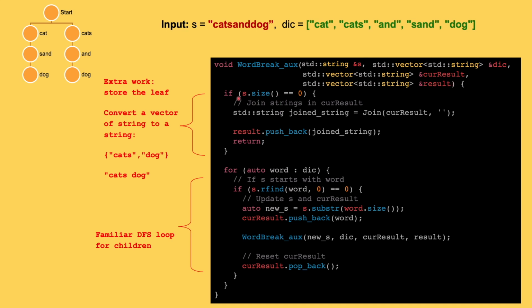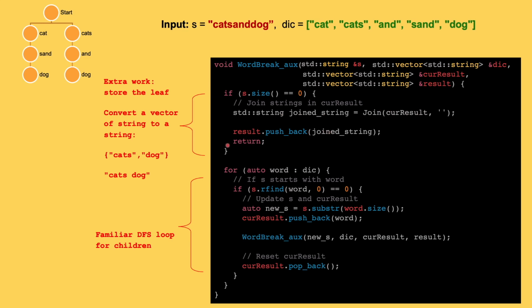If we are at a leaf, that means if the size of the string is 0, if this is an empty string, all we have to do is convert the current result by joining all the strings inside this vector and create a string, which we then push into our final result, and then we return.